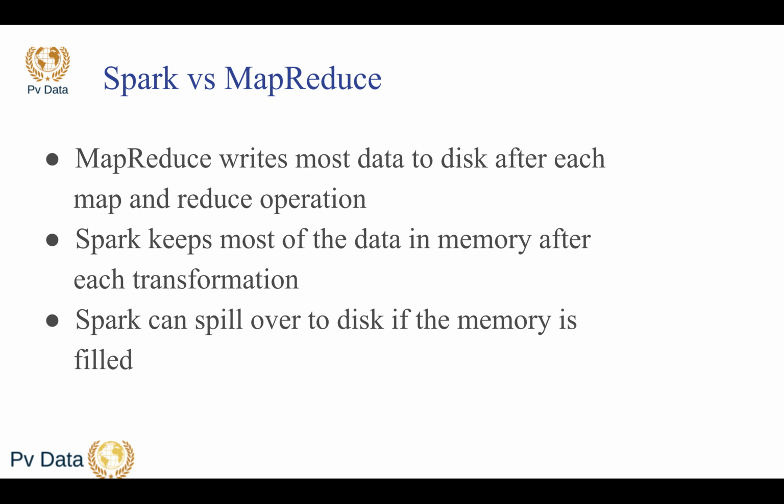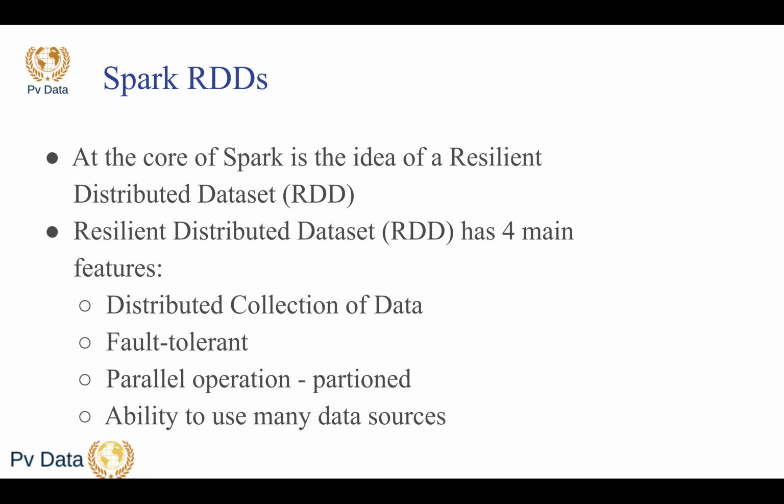MapReduce writes most of the data to disk after each map and reduce operation. Spark keeps most of the data in memory after each transformation. In a typical MapReduce system, we have a lot of map operations, then reduce operations, then the joiner operation. Each time it will write back into the Hadoop file system. So during input-output operations, it takes a lot of time. Spark keeps most of the data in memory after each transformation, and it can spill over to disk if the memory is full.